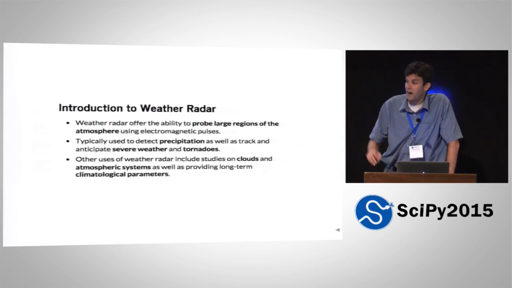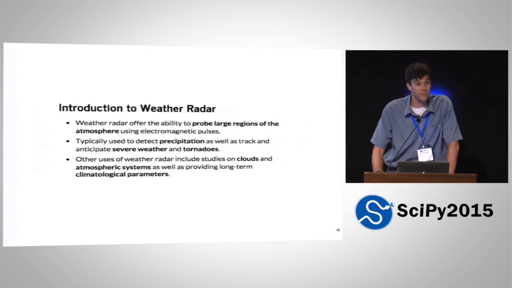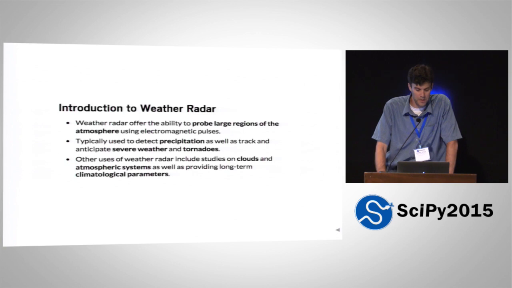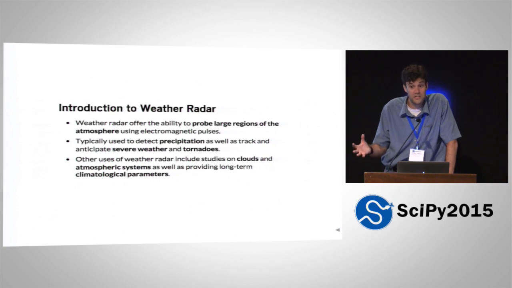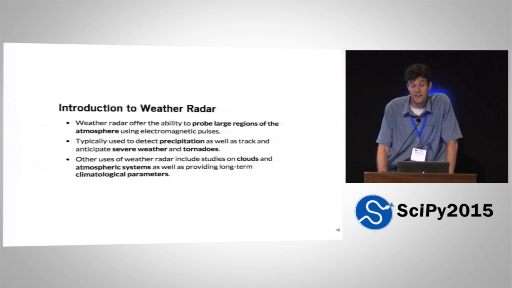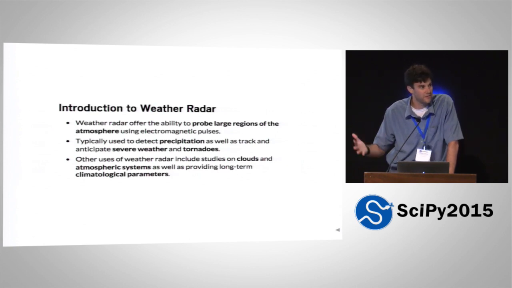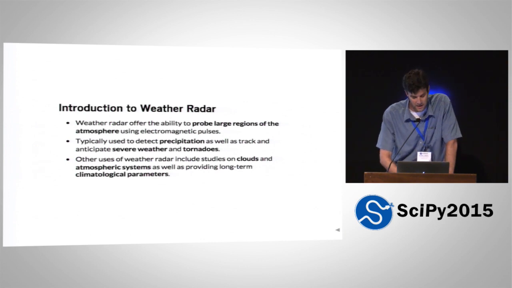Weather radar are instruments that send out microwave pulses. They can probe large regions of the atmosphere. Typically, we think of them as detecting precipitation, and with that ability, they can track and predict severe weather and tornadoes. But weather radar can also be used to study clouds and other atmospheric systems, as well as provide long-term climatological parameters if you have a long-term data set.